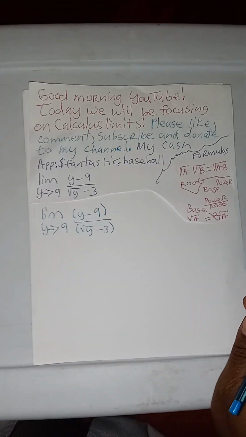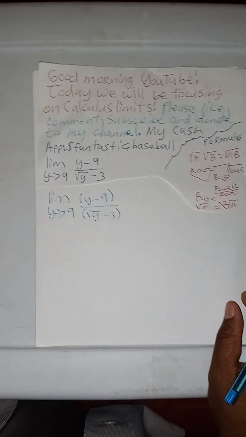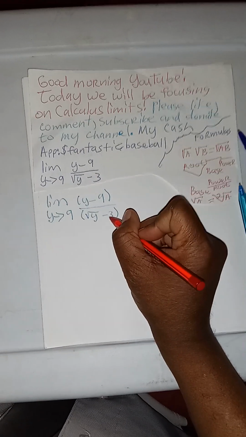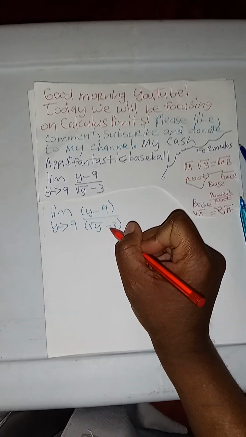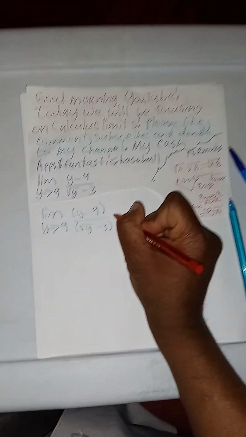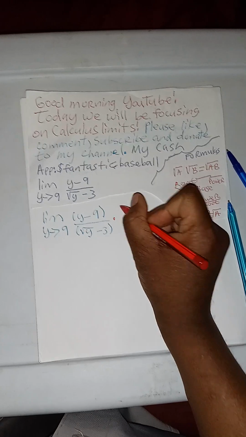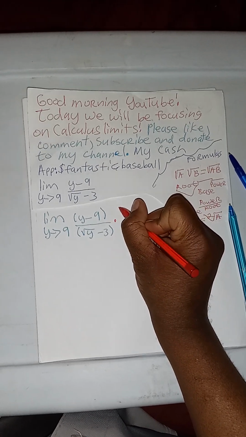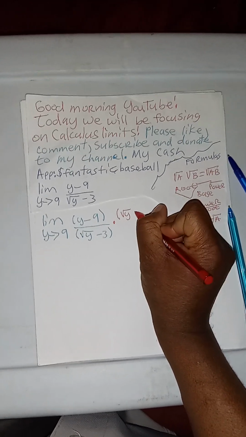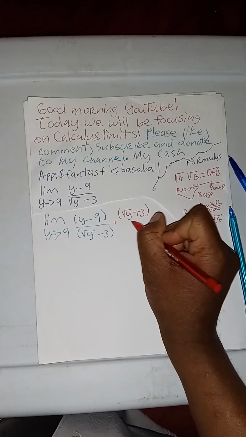So now we need to conjugate or rationalize the denominator, and that is where we flip the sign in the denominator from minus to plus. So we're going to multiply by the square root of y plus 3 to the numerator and denominator.